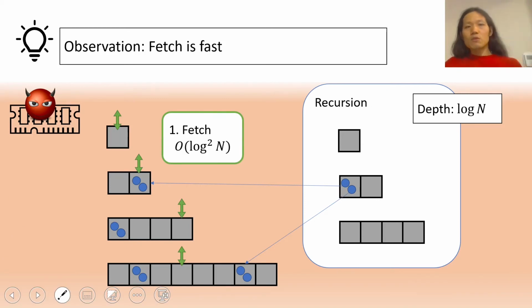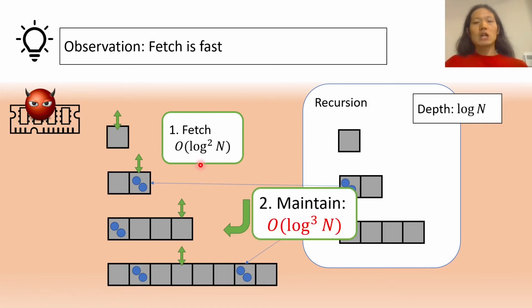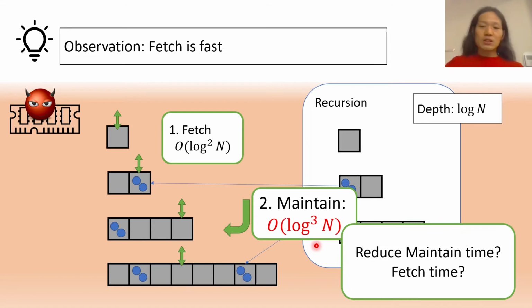To improve the efficiency, an essential observation is the following. We see that the fetch phase is much faster than the maintain phase. In the fetch phase, we just touch one block per level, so it's dominated by the cost of the maintain phase. So our goal is to reduce the maintain phase time at the cost of slightly increasing the fetch phase time.